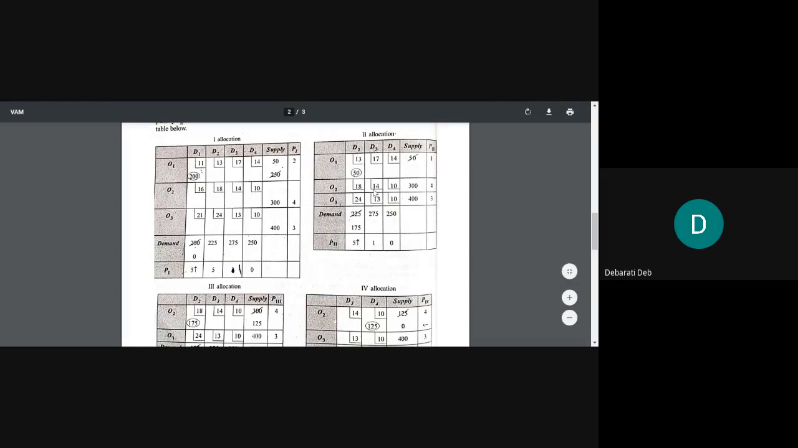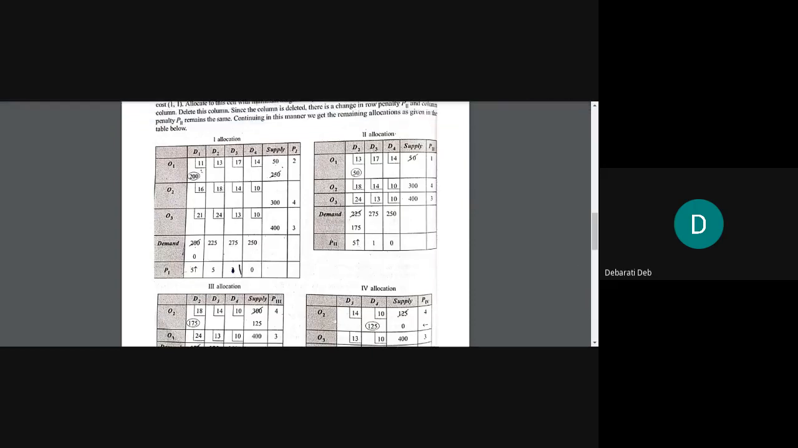Then come to the column side difference calculations. For P2, in the column D2, what is the difference? Lowest cost is 13, second lowest cost is 18. So 18 minus 13 will be 5. This will remain the same as the first one. Then in the second column, the lowest cost is 13, second lowest cost is 14. So 14 minus 13, you will write 1. Similarly, for the third column, that is D4, we will write 10 minus 10, that is 0.